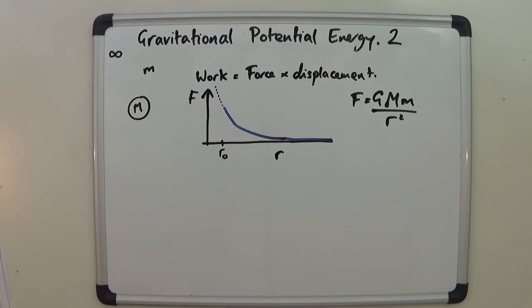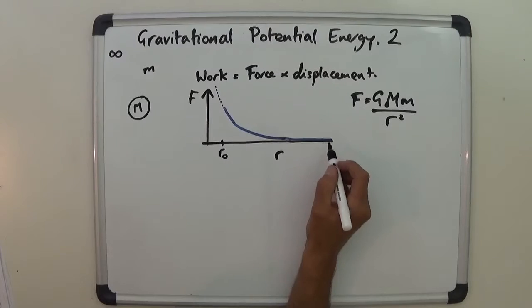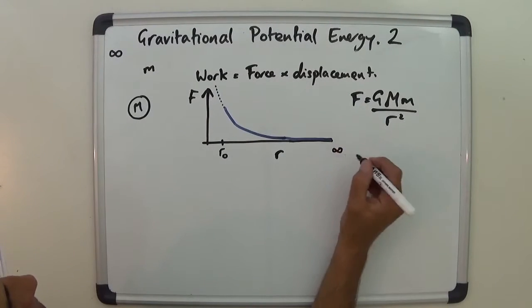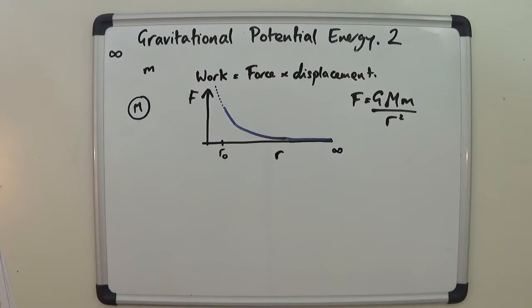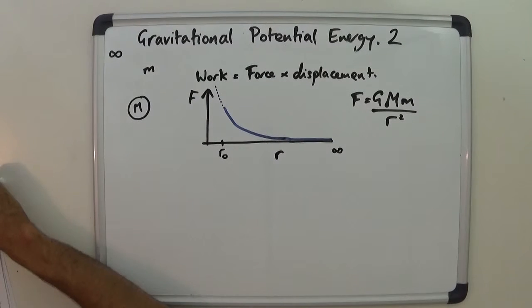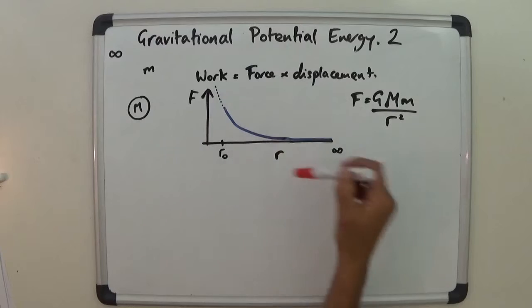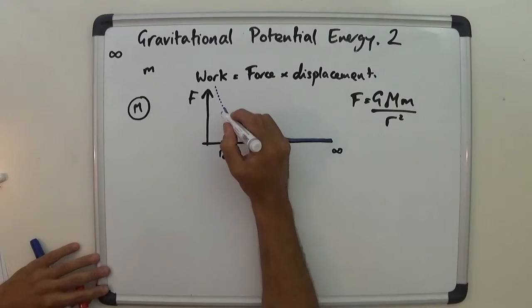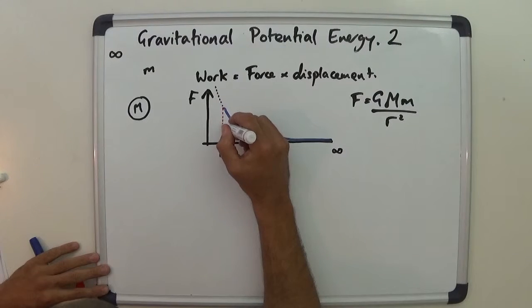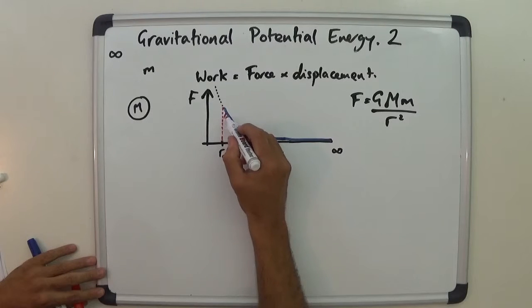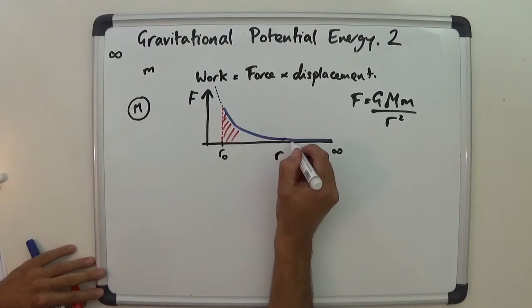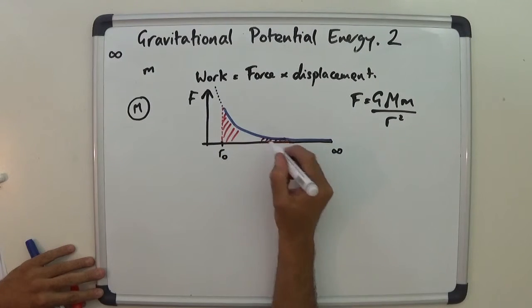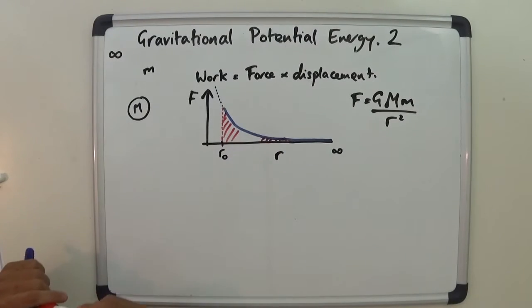So we want to work out what the work done is in moving an object from infinity to some point in the field. Let's say we're going to bring it to R0. And of course what that's going to mean is it's the area under this graph. So basically the work done is the area under this graph, this bit here.